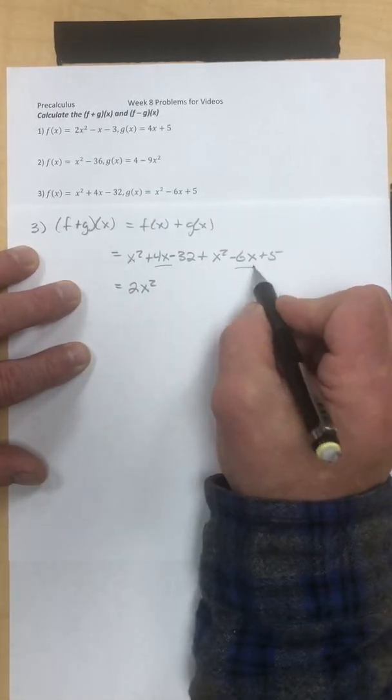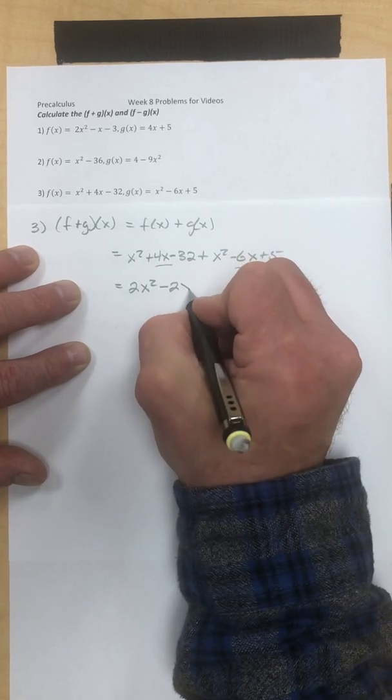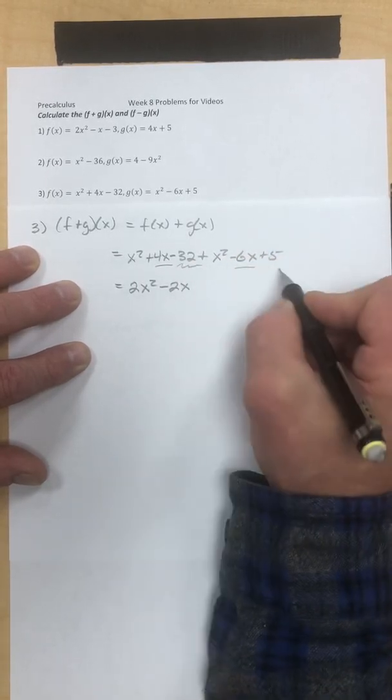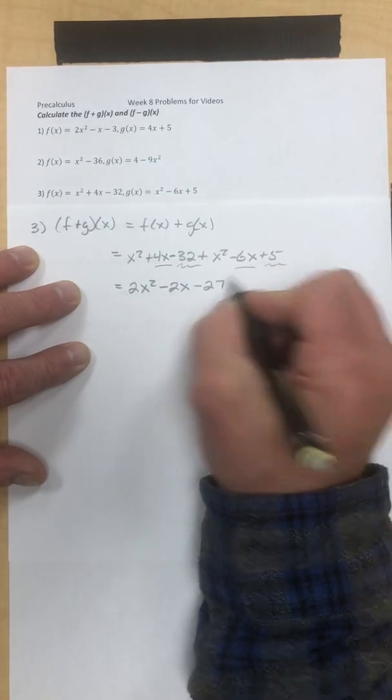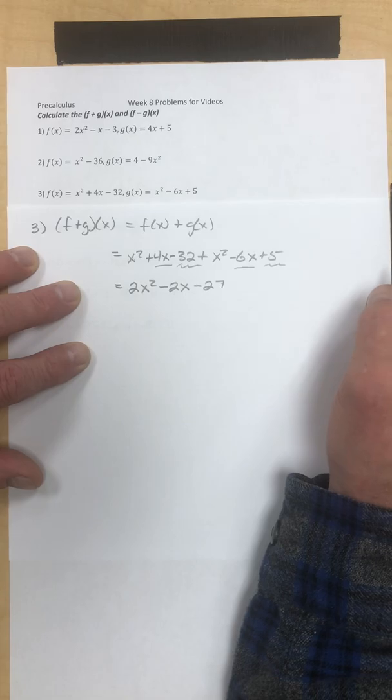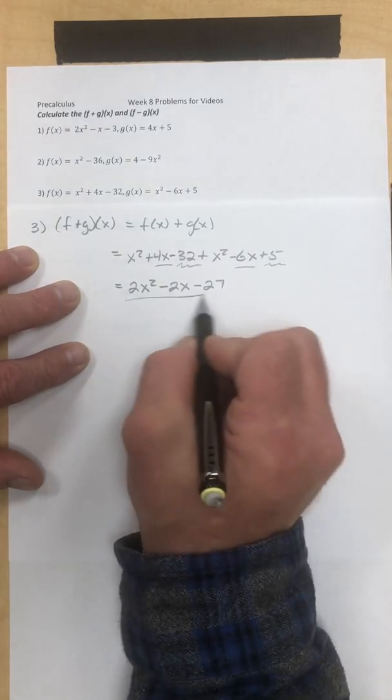Collect this and this. That gives me a negative 2x. And then I have a negative 32 and a positive 5. So that gives me minus 27. And we're good to go. There's your answer right there.